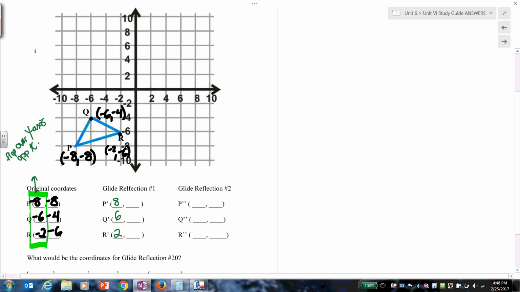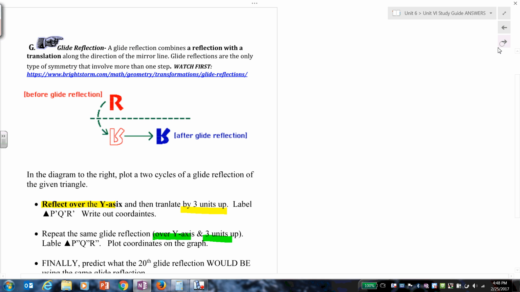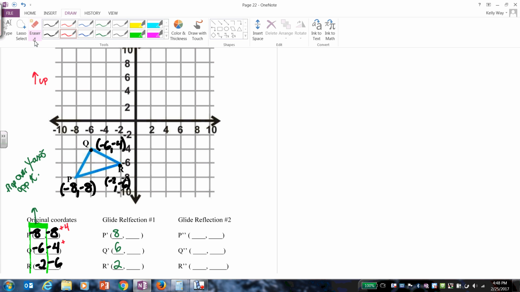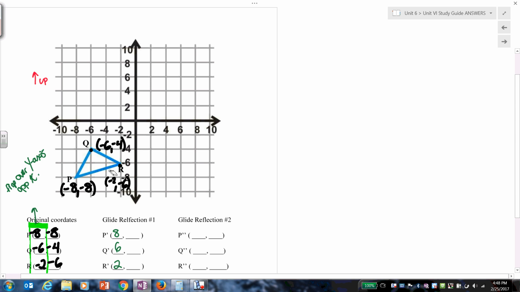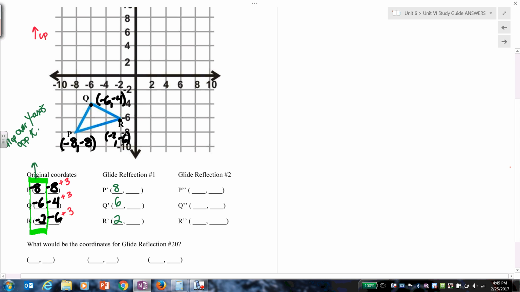And then going upwards on the y-axis, up, so to the y coordinate, we're simply going to add 3 units. Not 4 units, I think it's 3 units, yes. So you're adding 3 units, and since it's up, that's to the y coordinate only. Why not the x? Because we're not moving left to right, we're reflecting. Use that to get your new coordinates. You're going to draw your second triangle. Repeat the same process for your third triangle, and then predict your glide reflection for 20.